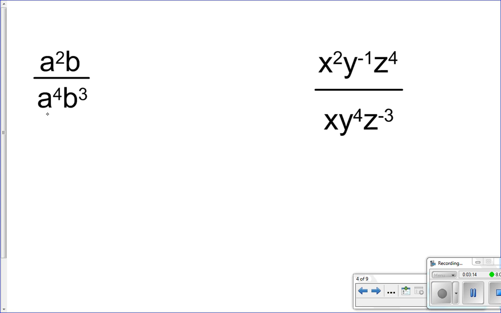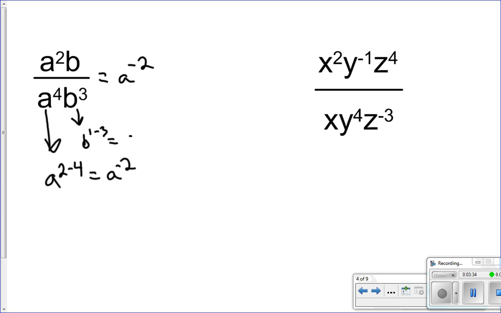So I have a squared over a to the 4th. Well, that's a to the 2 minus 4, and that gives me a to the negative 2nd. And then b to the 1st minus 3, and that gives me b to the negative 2nd. So if I simplify that, I get 1 over a squared b squared.